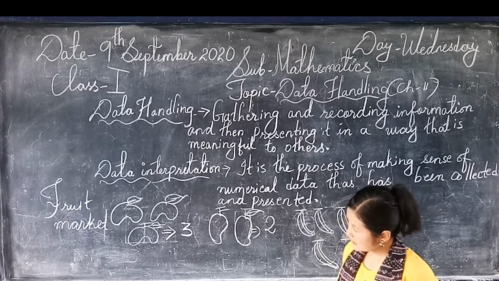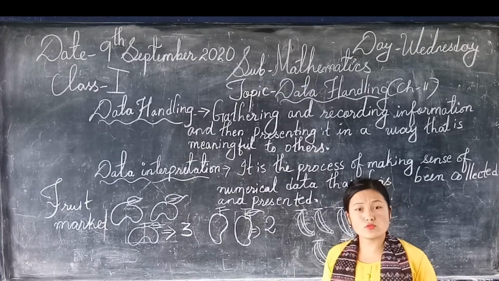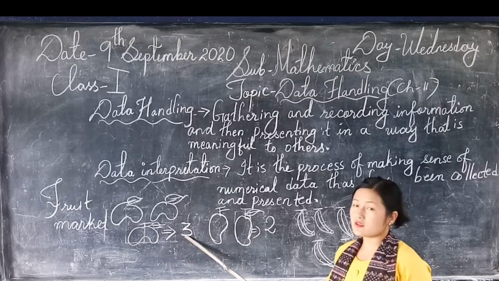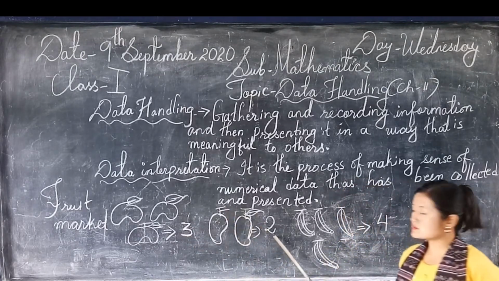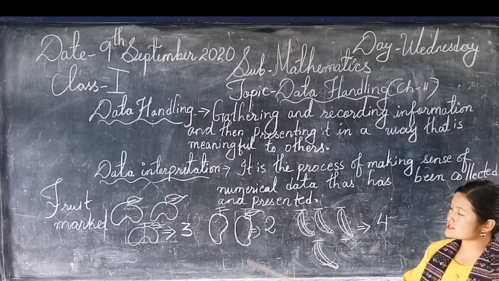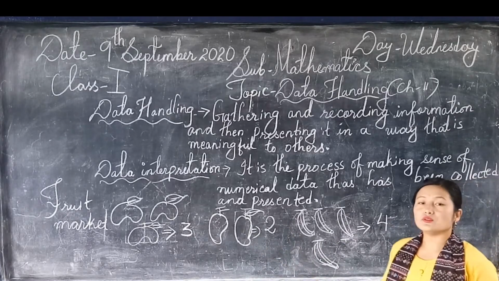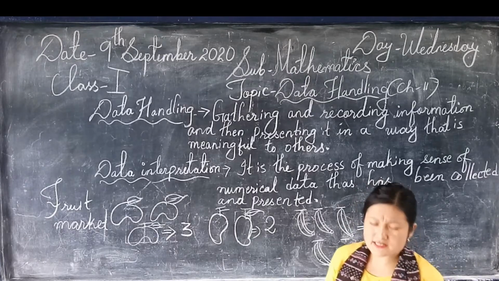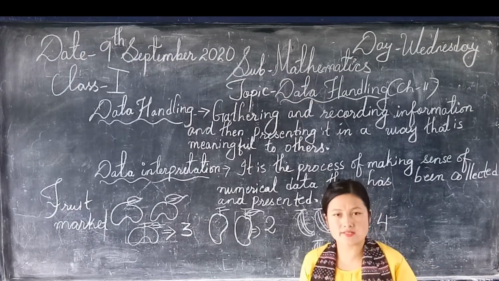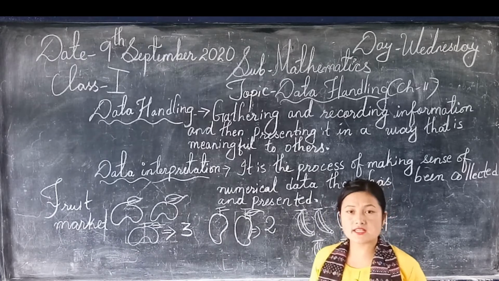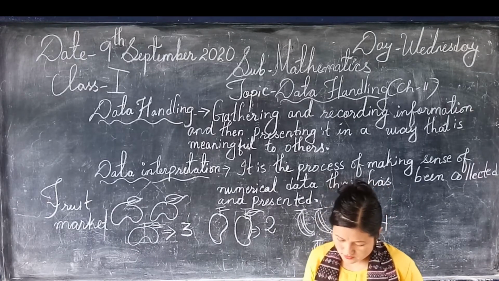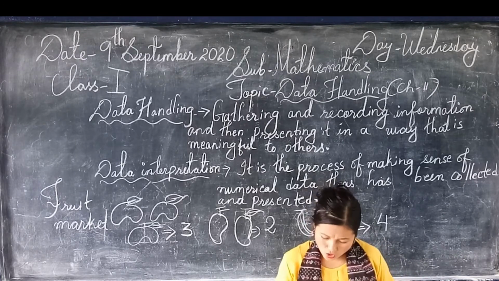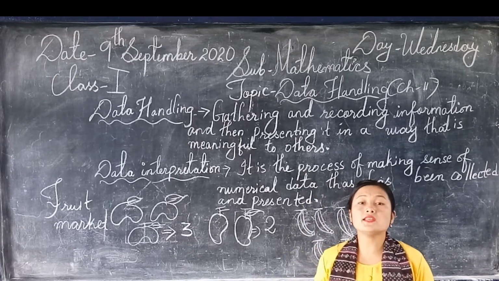You can ask some questions like which fruit is least in number. You can see here, here is 3, here 2, here 4. So which fruit is least in number? 2. Mangoes. Mangoes are least in number, that means less in number.